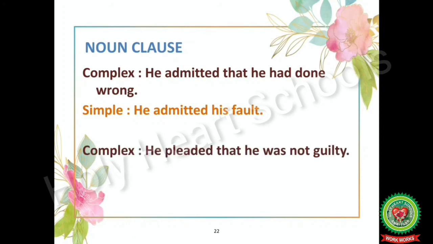Next sentence, he pleaded that he was not guilty. Again, we need to remove the conjunction, that is that, and subject he and second finite verb. So our answer will be, he pleaded not guilty. Here we have changed the clause he was not guilty into a phrase, that is not guilty. So our complete answer is, he pleaded not guilty.